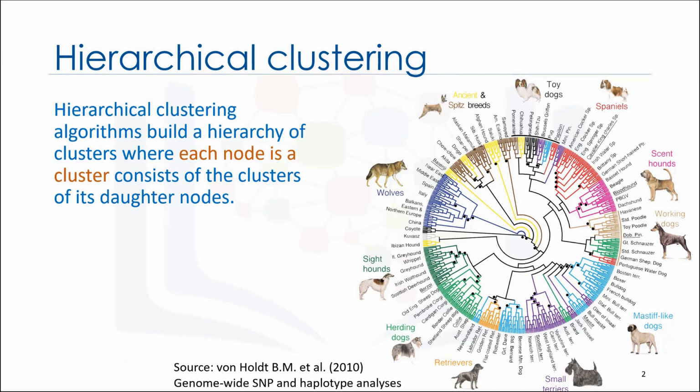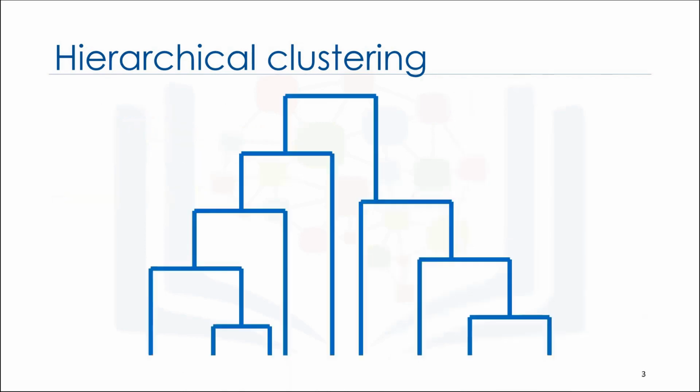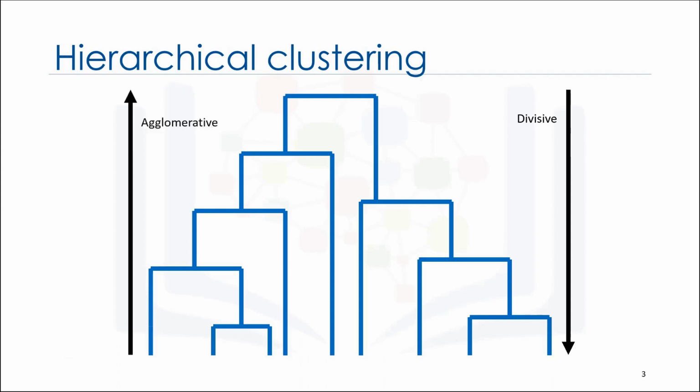Hierarchical clustering algorithms build a hierarchy of clusters where each node is a cluster consisting of the clusters of its daughter nodes. Strategies for hierarchical clustering generally fall into two types: divisive and agglomerative. Divisive is top-down, so you start with all observations in a large cluster and break it down into smaller pieces. Think about divisive as dividing the cluster.